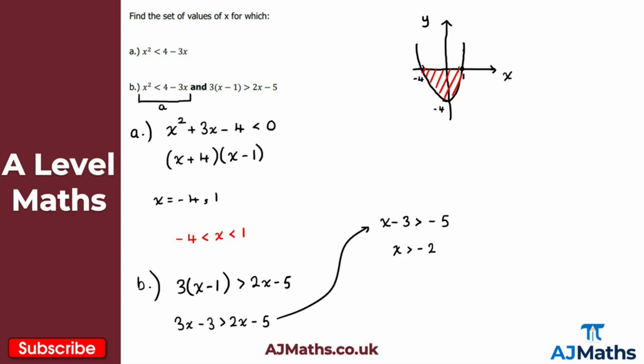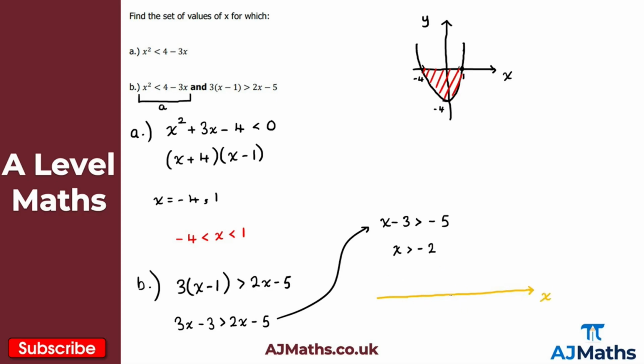Now, we need to consider the overlap here between our solution here of x lies between minus 4 and 1, and then this solution here for this inequality of x being strictly greater than minus 2. If we think about a number line, so let's do this in a different pen colour here. So we had, this is for x here.